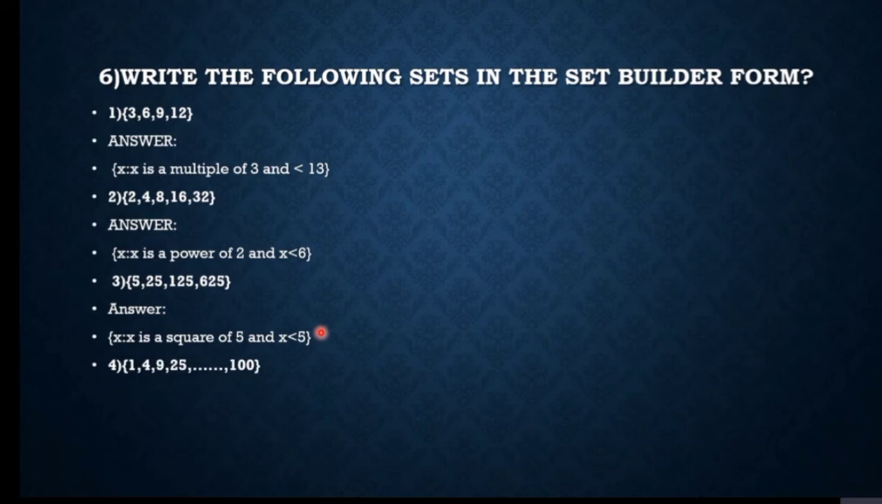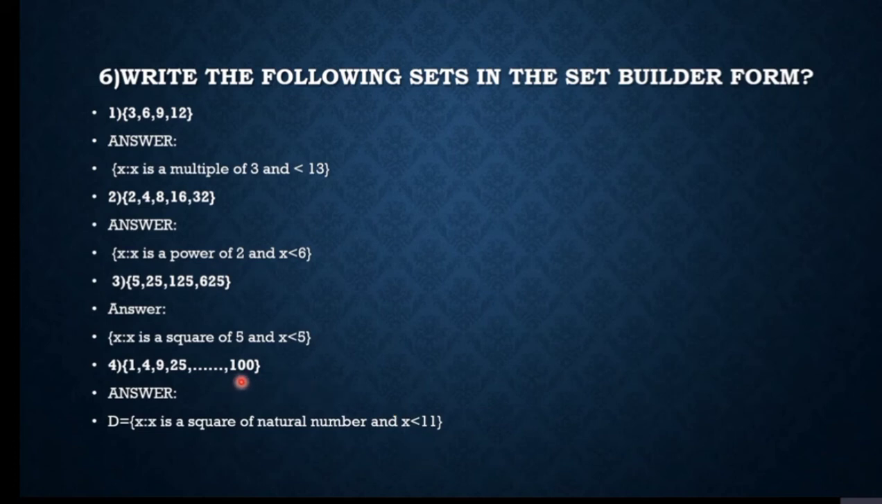Fourth question. 1, 4, 9, 25, and so on up to 100. The common property of the set is all the elements are squares of natural numbers. So the answer is D is equal to x such that x is a square of a natural number, where the numbers are less than 11. Here 10 square is 100. So the numbers are less than 11. This is the sixth question.